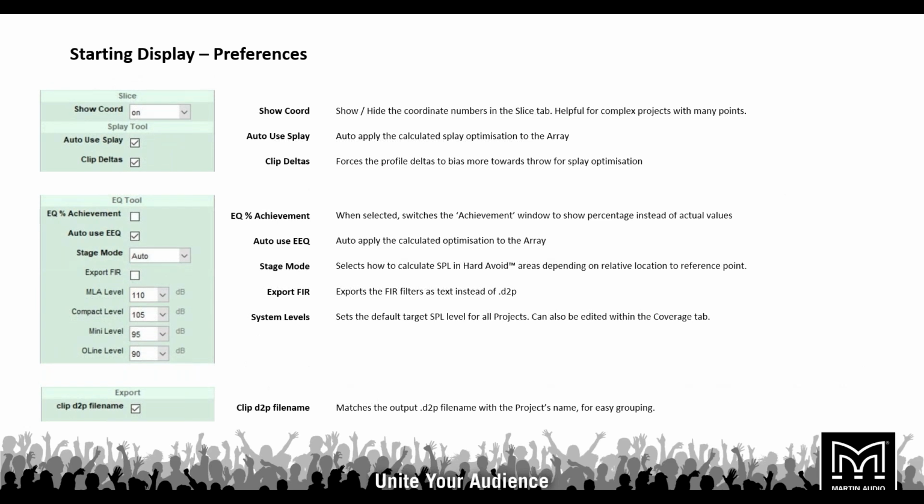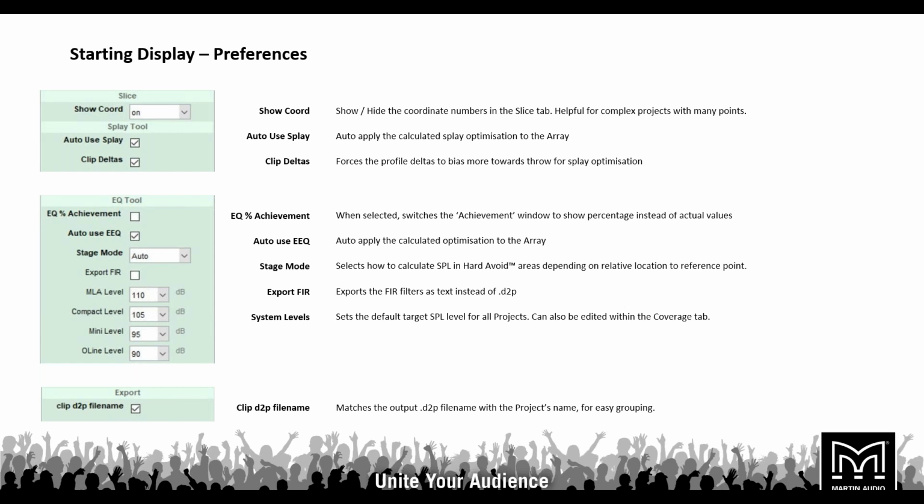The slice and the EQ tool, there's only a couple of things I'm going to touch base on here. Those are auto use Display and EQ on both. It just basically auto applies the calculated angles and optimizations to the array. So if you're just experimenting, you may want to uncheck that so that you only apply it once.